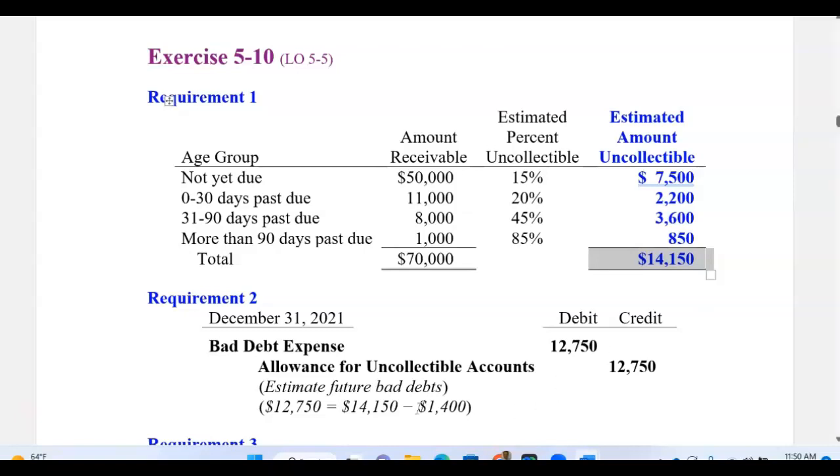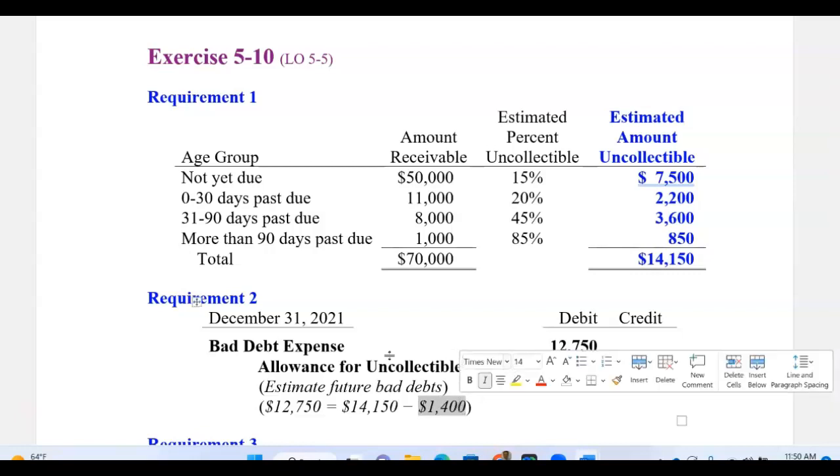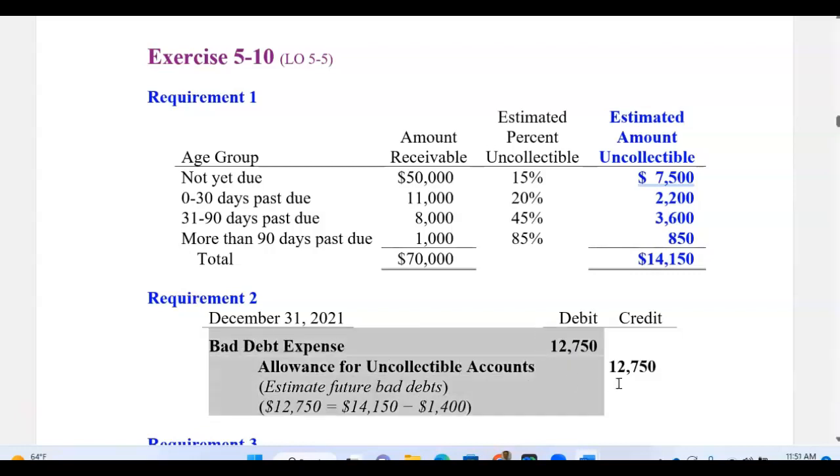Okay, so we already have 1,400 on the credit side. We're going to take advantage of that. And all we need to record is bad debt expense for 12,750. Because when we credit the allowance 12,750 plus the 1,400 already existing in the balance, it will become exactly 14,150.